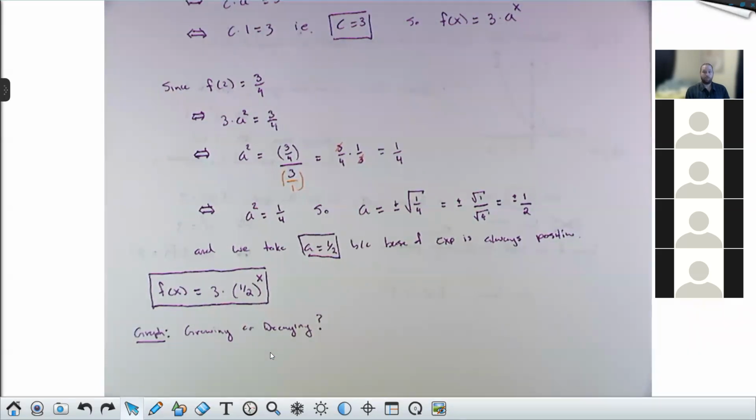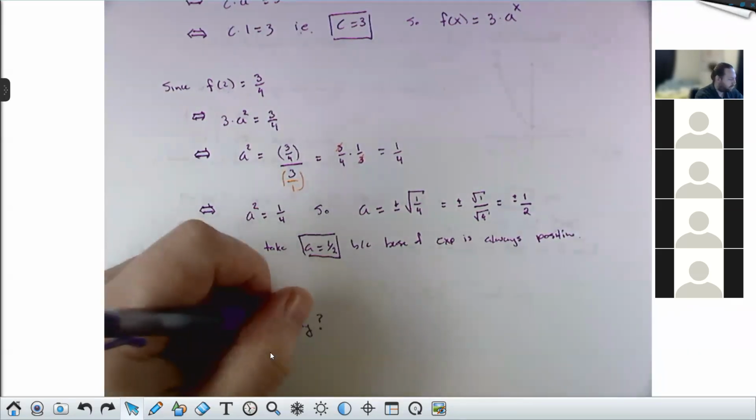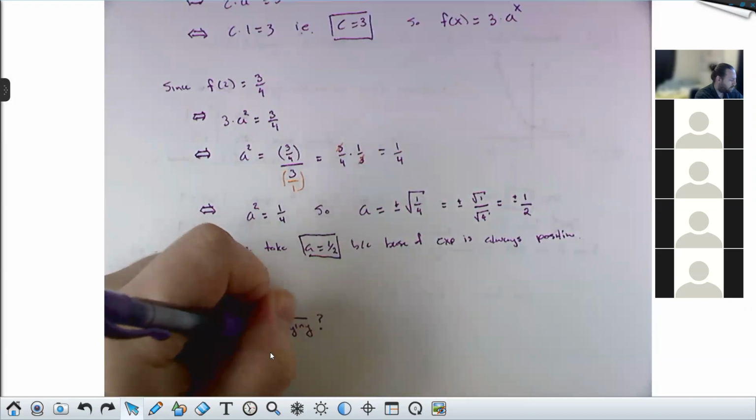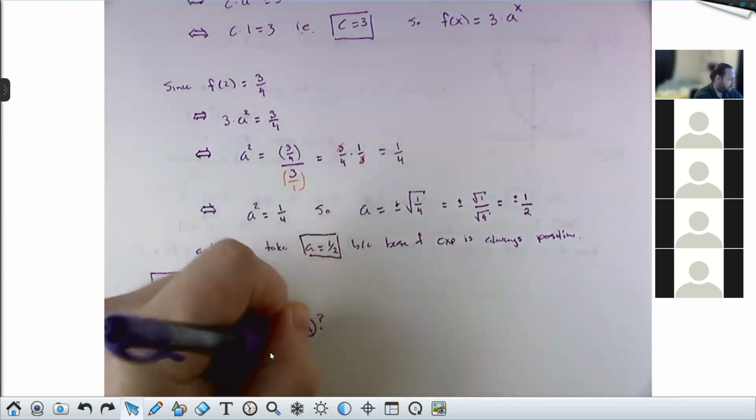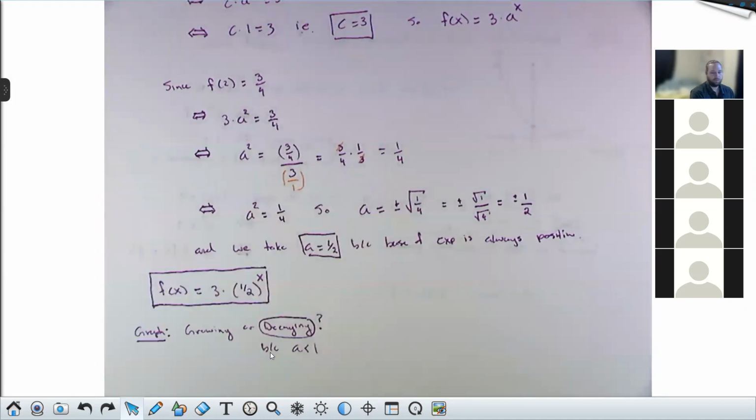Decaying. Very good. This is a decaying exponential, because a is smaller than 1. Right? If the base of your exponential is smaller than 1, then it's going to be a decaying exponential. You can think about it like this, if you don't like memorizing that. If you multiply a number smaller than 1, like 1/2, by itself again and again and again, which is what happens here as x gets bigger, right?